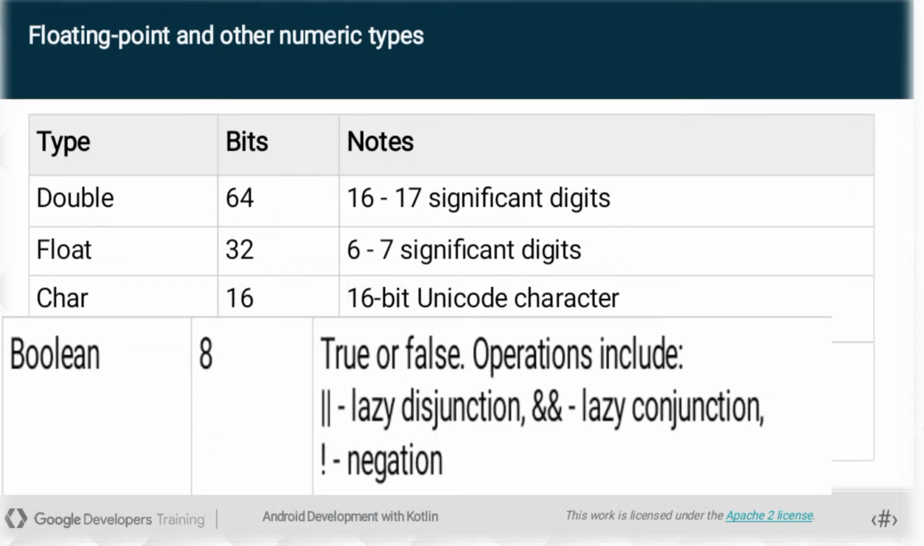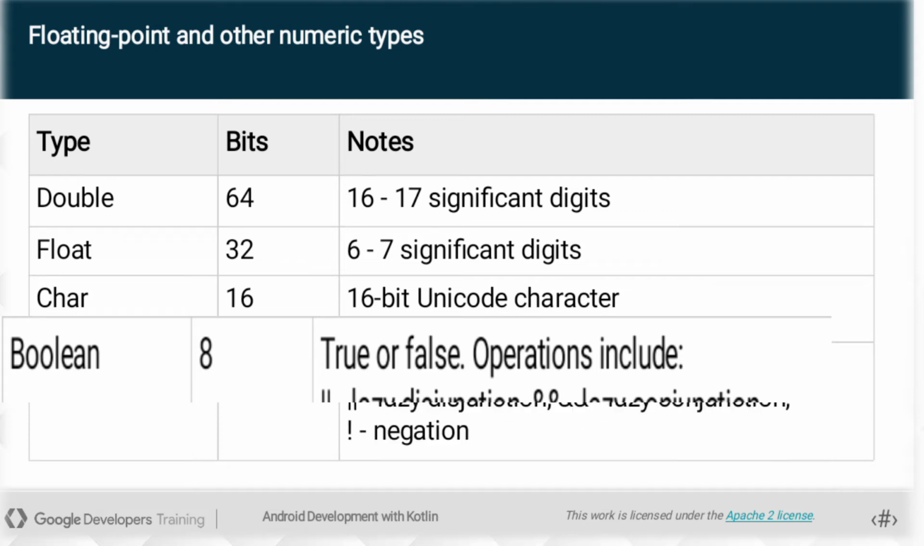Boolean data type represents only one bit of information, either true or false, but it uses 8 bits. The Boolean type in Kotlin is the same as in Java. These operations, disjunction, conjunction, and negation, can be performed on Boolean types.